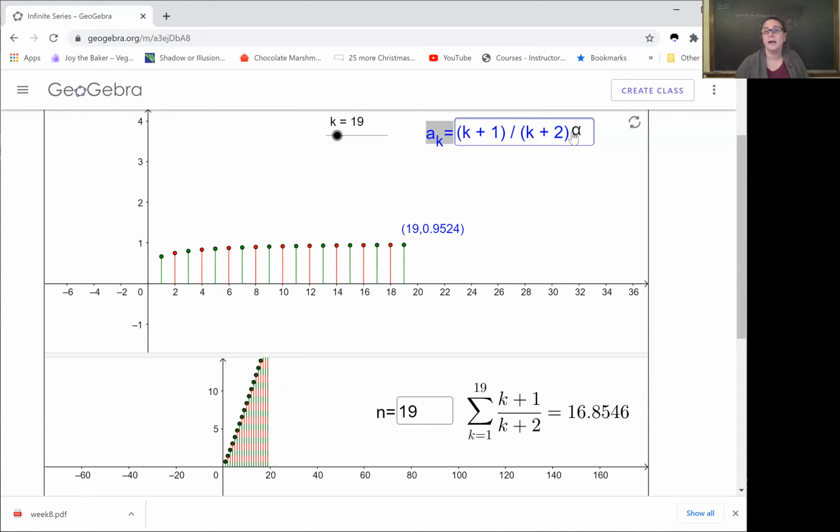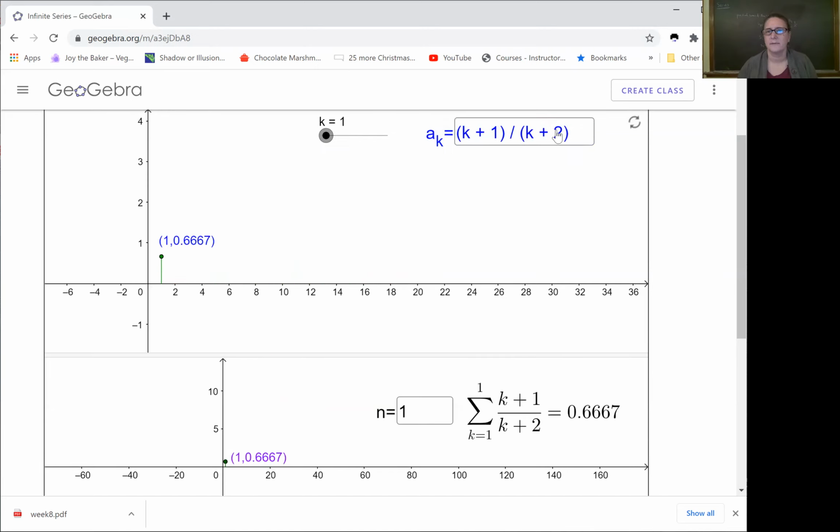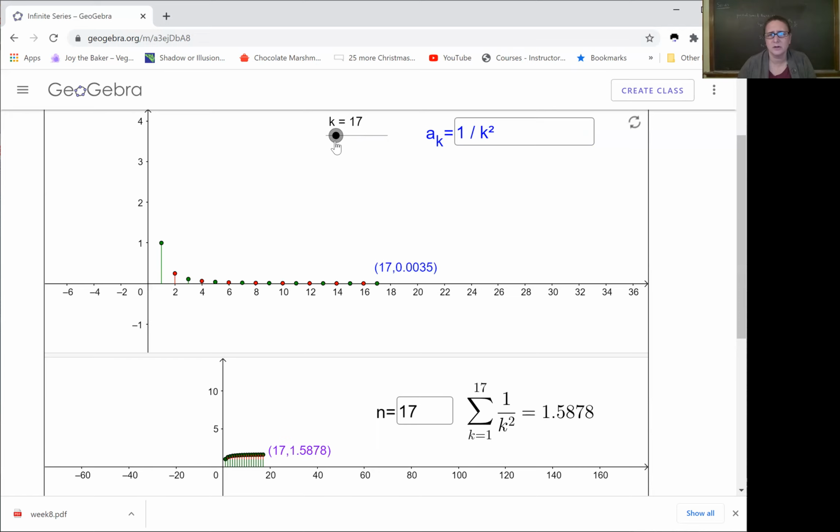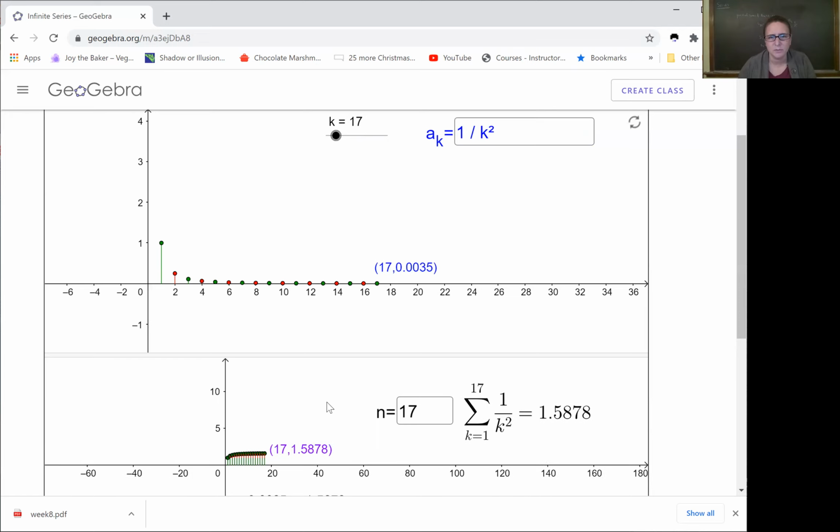And here's another example. We had 1 over K. Another example is 1 over K squared. Again, we start from 1. So it's sort of similar to the 2 to the n, but not quite as fast. But you see what happens, this one we know also goes down to 0, and it goes down pretty fast.